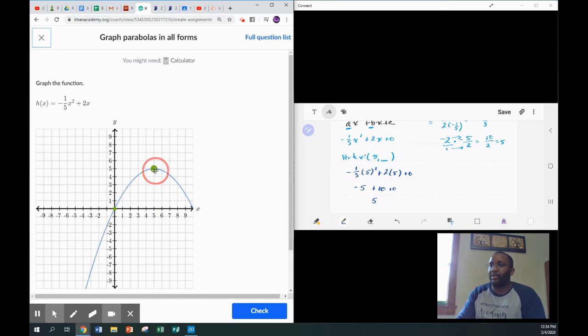Oh, way up here? Does that make sense? Of course it does, because the leading coefficient is actually negative. So I should have been thinking this is going to be upside down this whole time. So this vertex is at the point 5 and 5. The y-intercept is at 0. Make sure we got that right. And we're good. So let's click it and good to go.